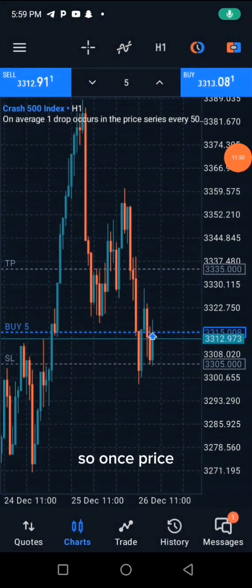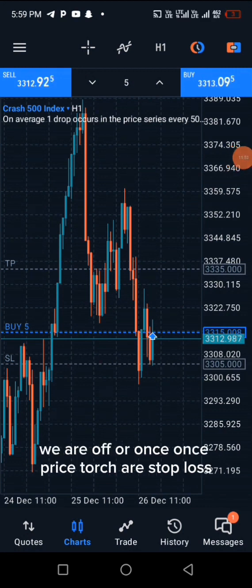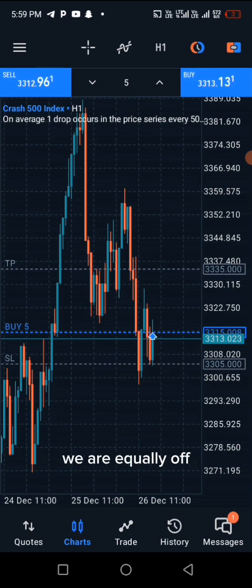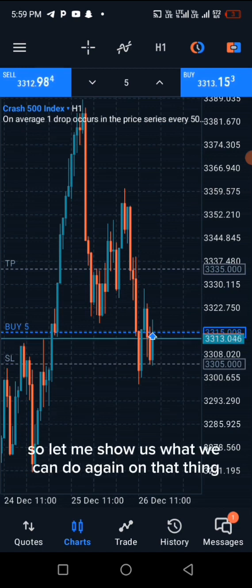So once price hits our take profit, we are out, or once price touches our stop loss, we are equally out. So that is that. Let me show us what we can do again.